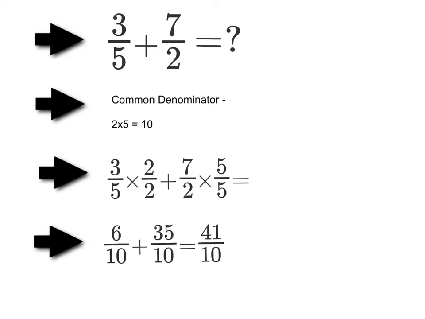And we can now add the fractions. We can simply add the numerators, 6 plus 35, to give us 41, and we can carry along the denominator, 10. So 3/5 plus 7/2 becomes 6/10 plus 35/10, which gives us 41/10.